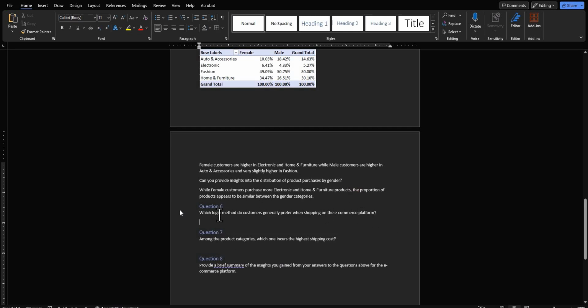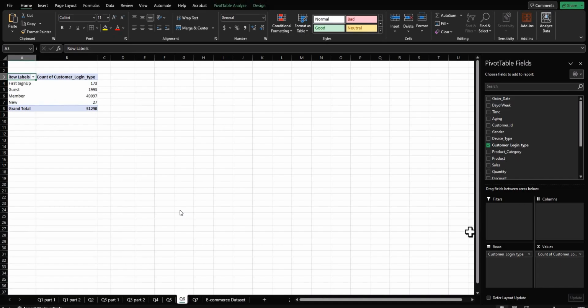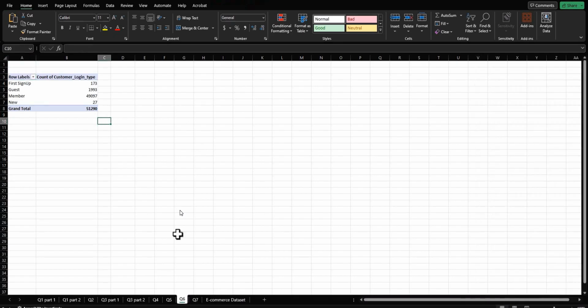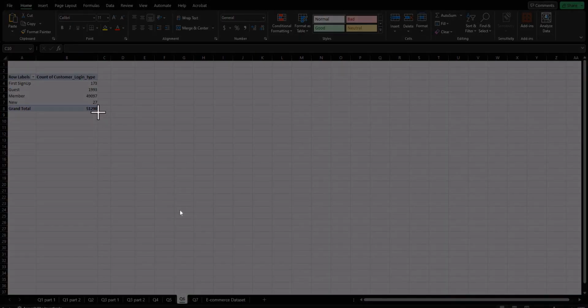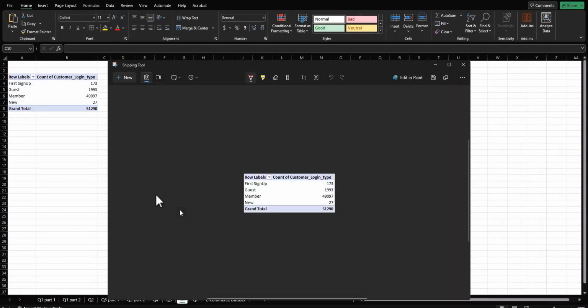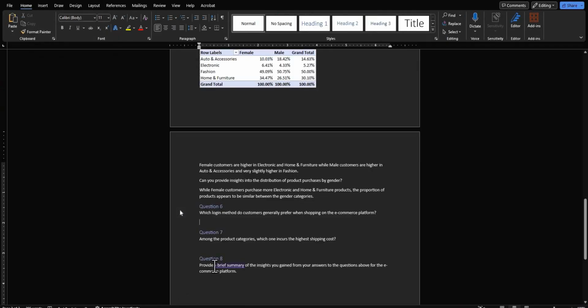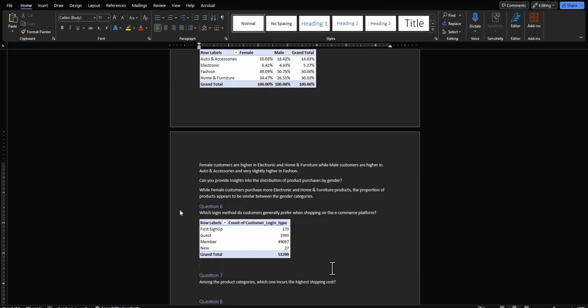All right. Which login method do customers generally prefer when shopping in e-commerce platform? Question 6. Customer login type is the row. Customer login type count is the value. So easy one here. Member login is highly preferred. 49097, out of 51290. And you could also do percentage. That would also work too.